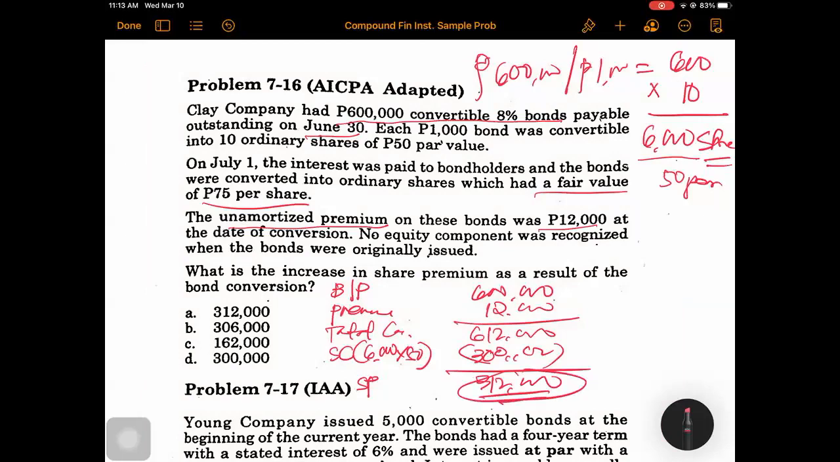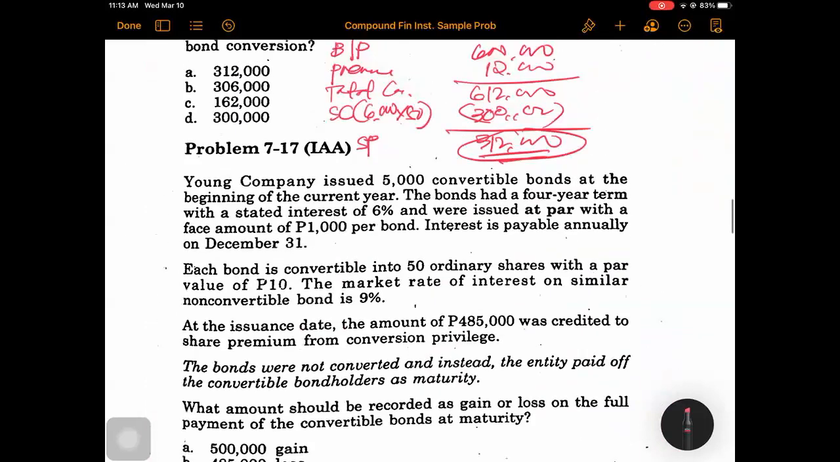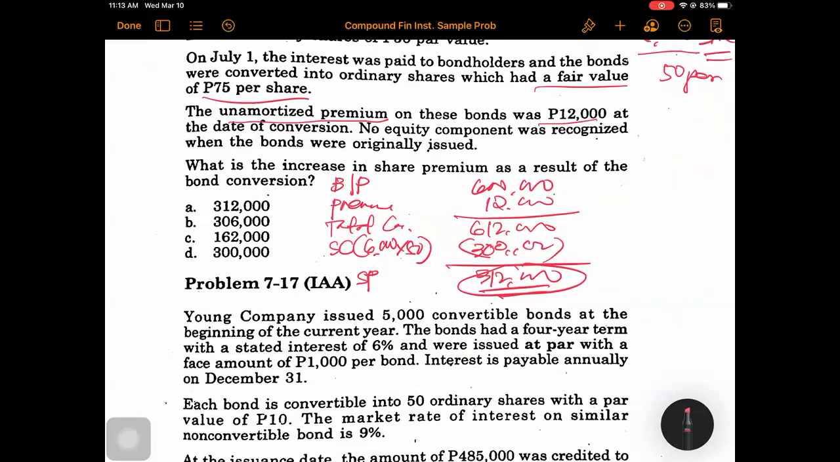Sir, let's see the entry ana, sir. So, our entry, since there's a conversion of the bonds, tanggalon na nato ang bonds. Puliha na ito ang share. So, bonds payable, premium, 600,000.